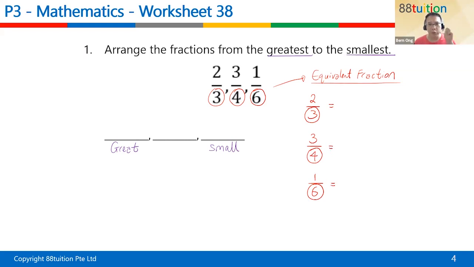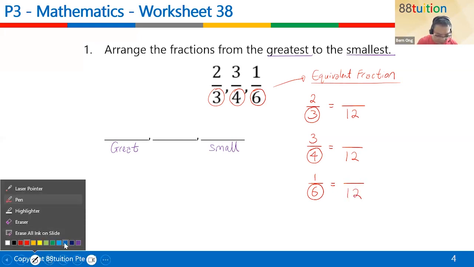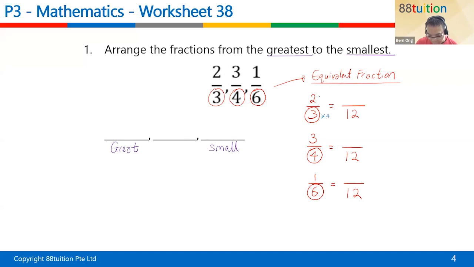Think of the 3 timetable: 3, 6, 9, 12. Think of the 4 timetable: 4, 8, 12. They can all become 12. Very good, Ruben. Thank you so much. So down here, the denominator, I purposely set everyone to the denominator of 12 first, using the knowledge of equivalent fraction. 3 times 4 is 12, so 2 also must times 4. Why? Fairness. 4 times 3 is 12, so 3 also must times 3. Fairness. 6 times 2 is 12, so 1 times 2 is 2. Whatever you give to the denominator, you must give to the numerator. That's called fairness.